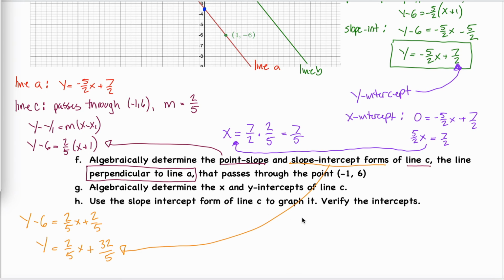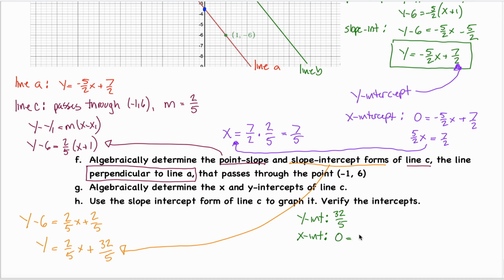Algebraically determine the x and y intercepts. Well, the y-intercept is really easy. The y-intercept is given from slope-intercept form. It's this 32/5. For the x-intercept, I just have to solve this equation. I have to figure out what x must be equal to when y is equal to 0.